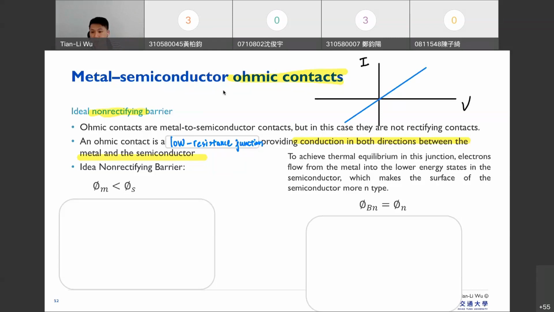So usually this can also be expressed as a resistance. This can also be considered as a resistance here. When we increase this, the different slope suggests a different kind of resistance. So the ideal non-rectifying barrier is phi n smaller than phi s here.